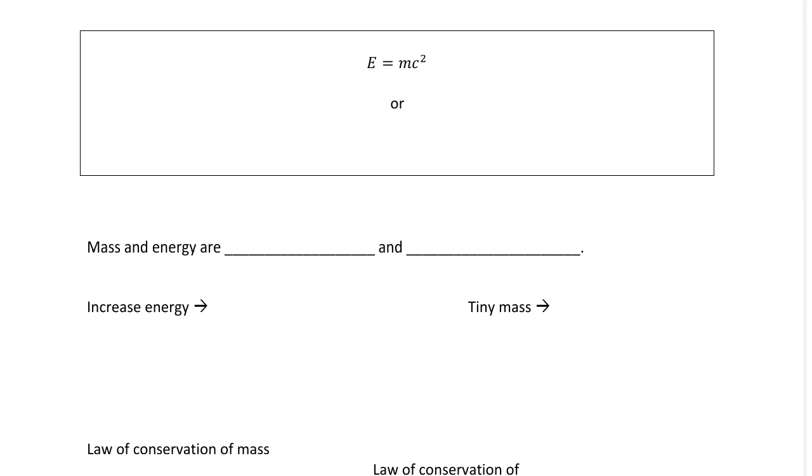So E equals mc squared. E stands for energy, m is mass, and c is the speed of light. And the speed of light is equal to 3 times 10 to the 8 meters per second. What this is telling us is that mass and energy are two sides of the same coin, just related by a conversion factor, c squared. Mass and energy are actually equivalent, and they are interchangeable.